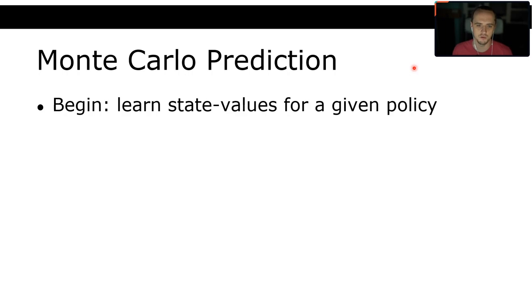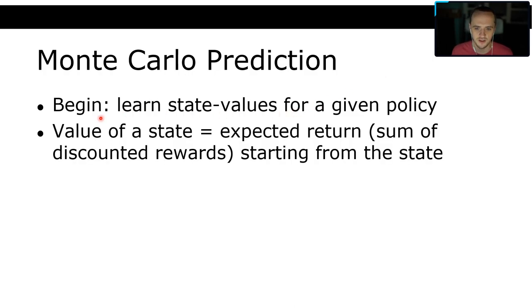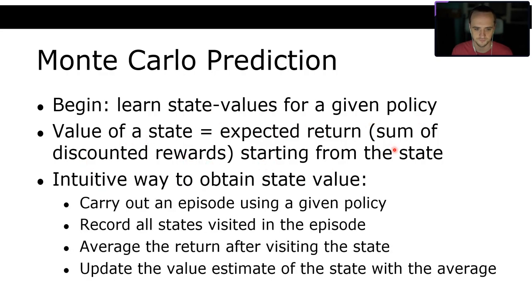So Monte Carlo prediction, what is this? We're going to learn state-action values for a given policy. It doesn't make any sense to just say what's the value of a state. We have to have the value of the state relative to a given policy, meaning what am I going to do, or what do I think I should do right now? What is the value of the state based on that? So the value of the state is the expected return, the sum of discounted rewards, starting from the state.